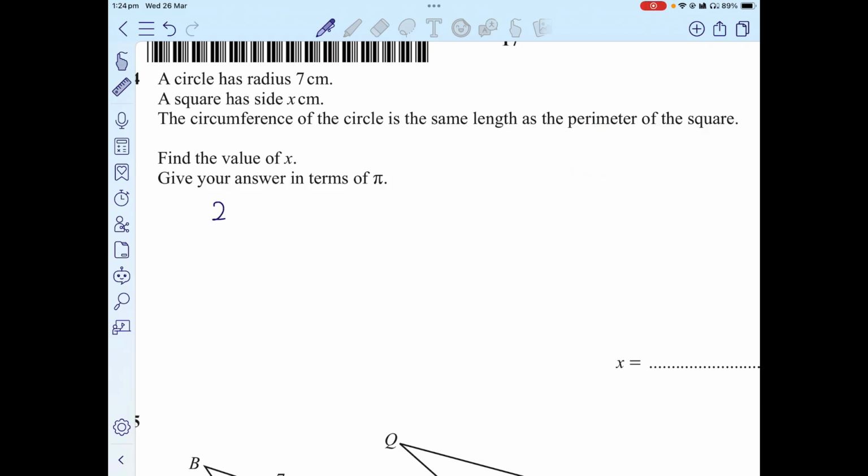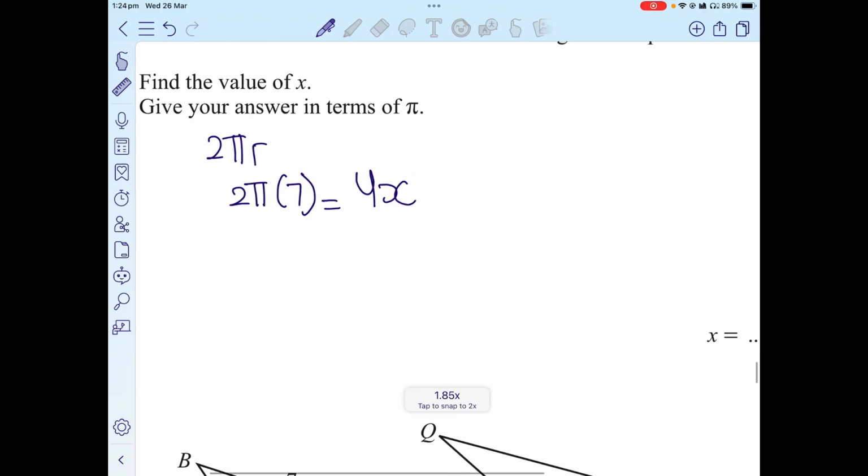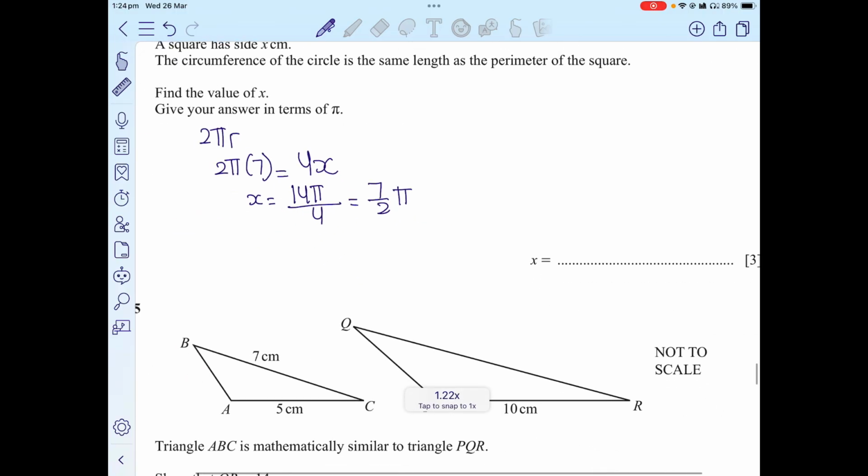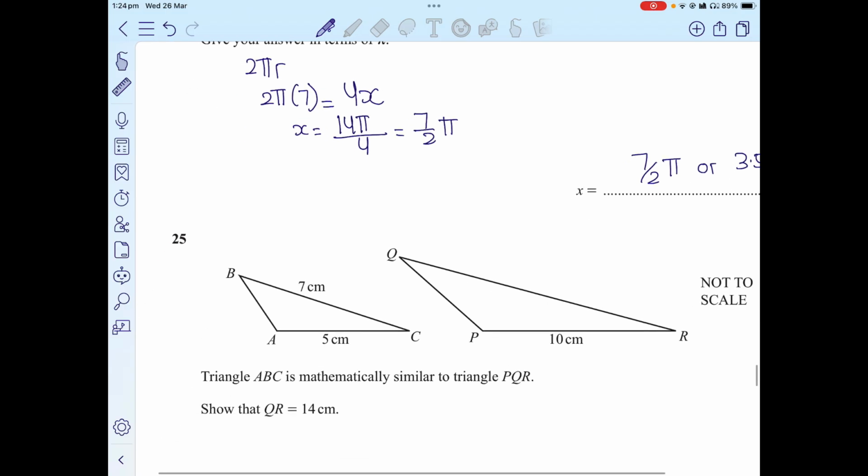The perimeter is given by 2 pi r, which here would be 2 into pi times 7. It is equivalent to the perimeter of the square. The perimeter of the square is always 4 times one of the side lengths, because it has 4 equal sides, so 4x. So the value of x will be 7 into 2, which is 14 pi, on the other side, divided by 4. I'm bringing the 4 to the other side, which is 7 over 2 pi, or you can also say 3.5 pi. Both of them are the same.